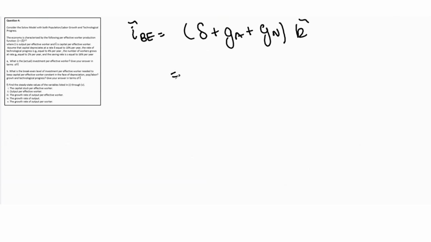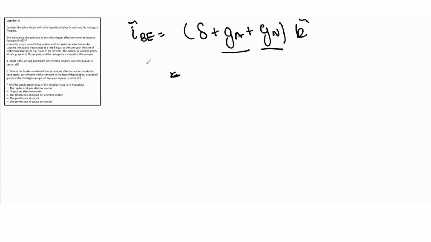The next part asks us to find the break-even level of investment per effective worker that is required to keep capital per effective worker constant in the face of depreciation, population growth, and technological progress. So I want to find I tilde break-even. In this model, it is delta to account for depreciation, g_A to account for technological progress, and g_N to account for population or labor growth, times K tilde. Like in our very first, basic Solow model, where we did not have population growth and technological progress, break-even investment was only needed to account for depreciation. Once we added population growth, we needed to account for g_N. And once we added technological progress, we needed to account for g_A as well.